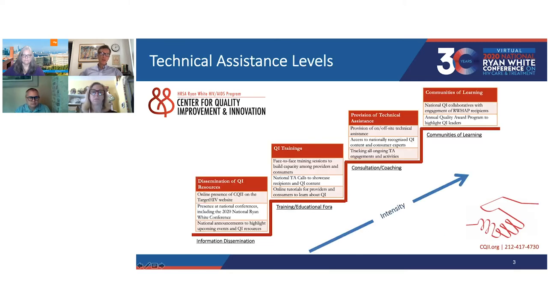So we provide a myriad of different options for technical assistance, and this slide summarizes some of our offerings. Starting on the lower left, getting information out regarding quality improvement, I will share with you a little bit of our online presence on the Target HIV site. We also have developed lots of guides that hopefully have been helpful to providers and consumers to really advance HIV care.